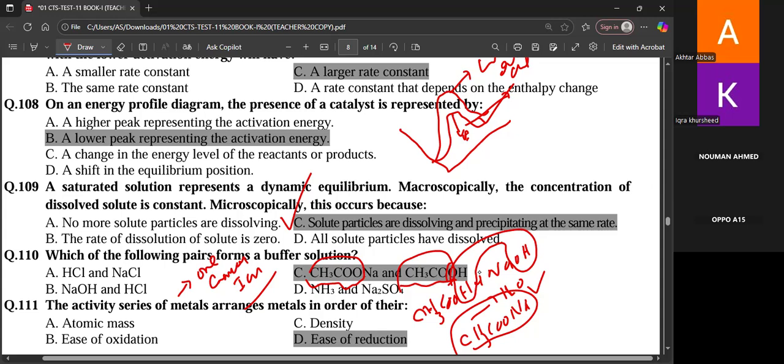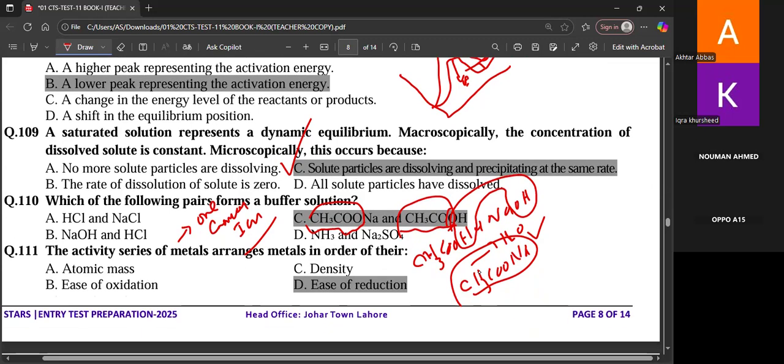The activity series of metals arranges metals in order of their ease of reduction. Okay, you know that in the electrochemical series we can arrange the elements according to increasing reduction order. So we can say that the metals present on the upper side have greater oxidation potential, while the metals present on the lower side of the electrochemical series have greater reduction potential. So we can say that the delta option is correct.